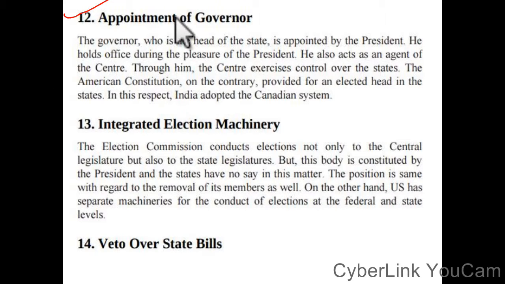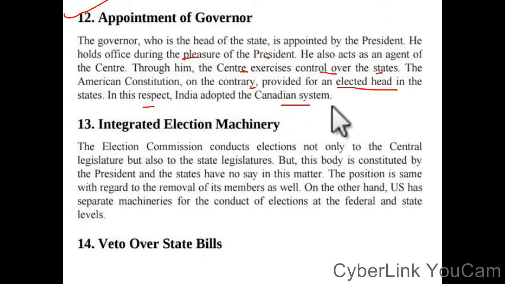Appointment of governor. The governor, who is the head of the state, is appointed by the president. He holds office during the pleasure of the president. He also acts as the agent of the center, and through him the center exercises control over the states. The American Constitution, on the contrary, provided for an elected head in the states.